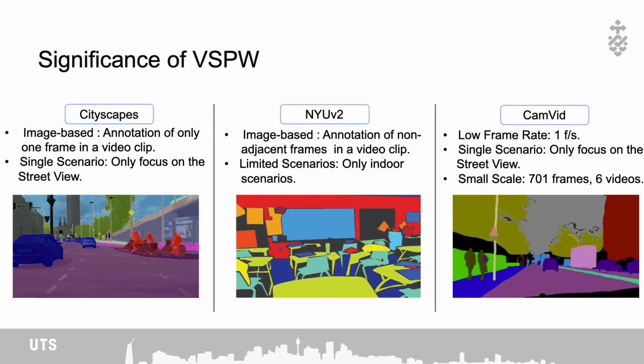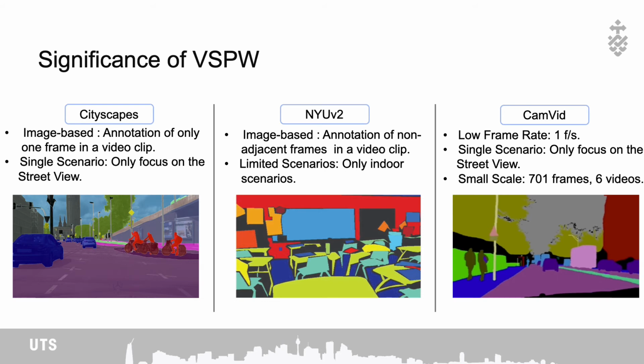Previous datasets for video scene parsing have some limitations. For example, Cityscapes and NYUv2 only annotate one frame or some non-adjacent frames in a video clip. So actually, these datasets are image-based. CamVid has temporal annotations. However, the scale of CamVid is very small. It only has 6 videos, 701 annotated frames. Besides, the variety of these datasets is very limited.